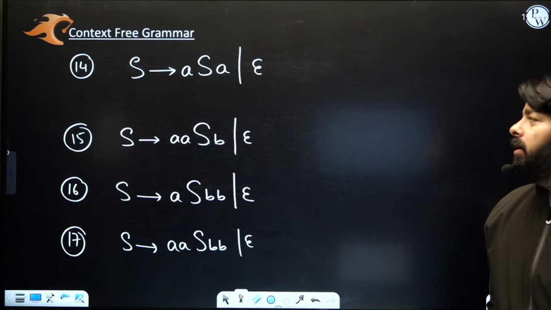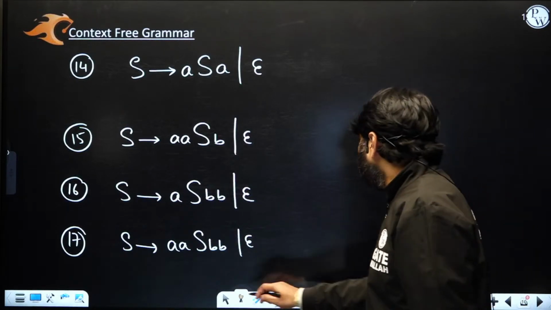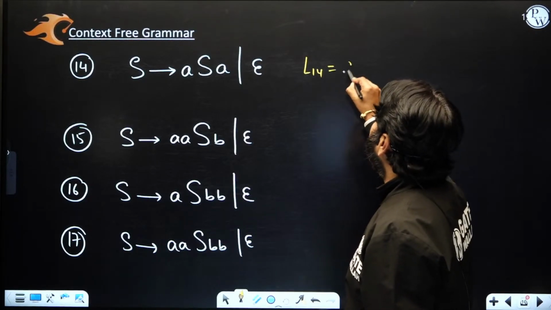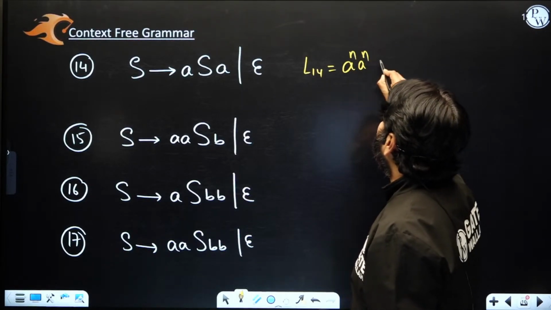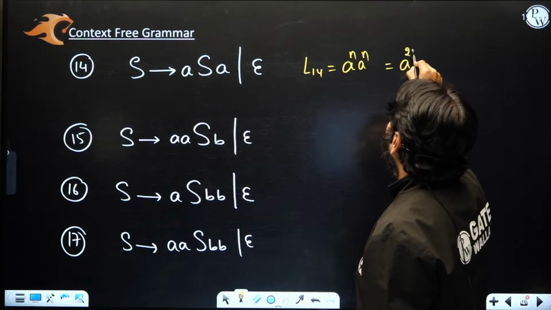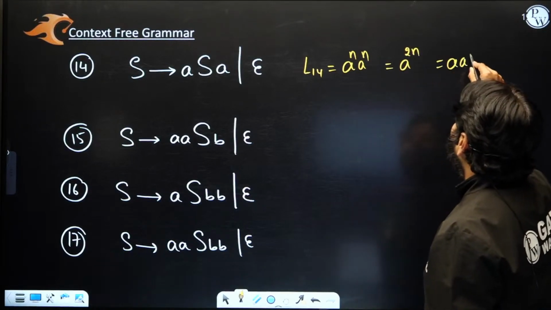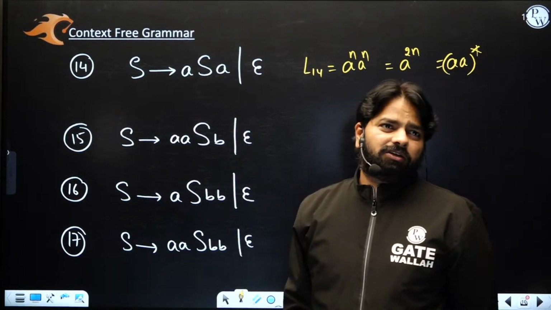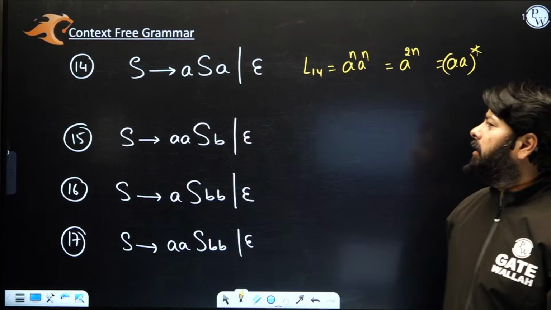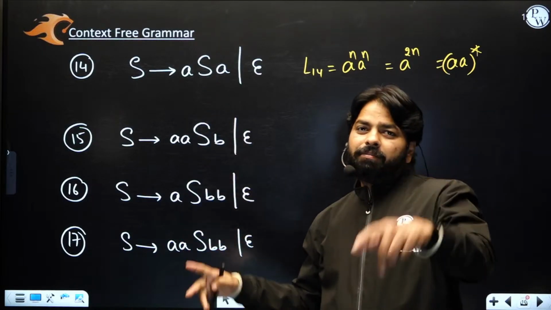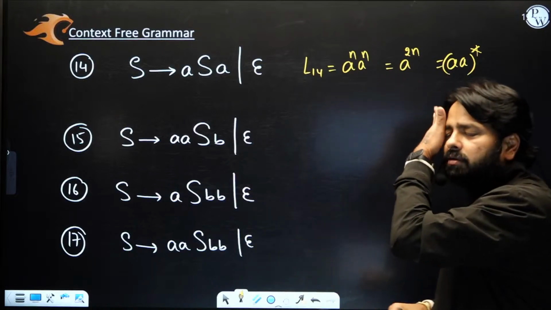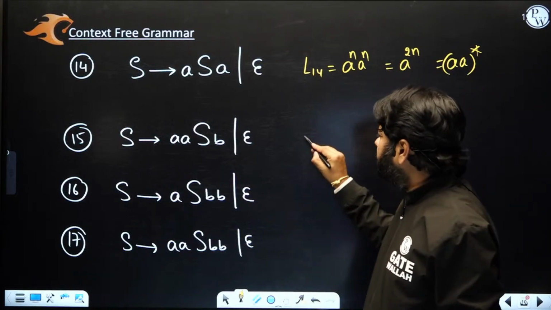First one, very good: (aa) star. It looks like the language is a power n, the 14th language, right? It looks like a power n, but a power n here is a power 2n. That a power 2n actually represents an even number of a's. So that is the final goal, which is very important. The grammar is not regular, but the language generated by this is going to be regular. Very interesting question. Next one, what is L15?